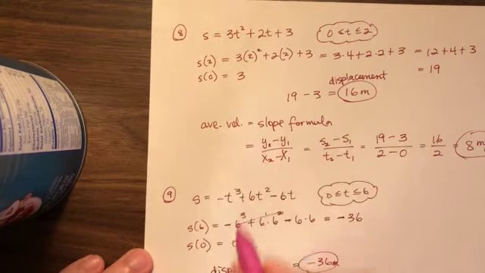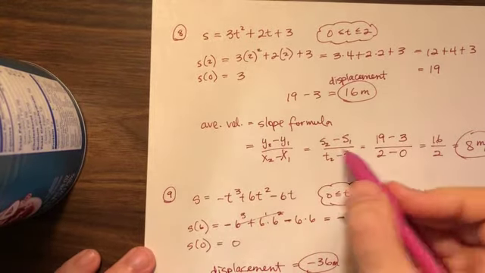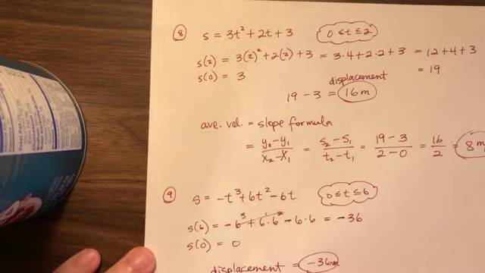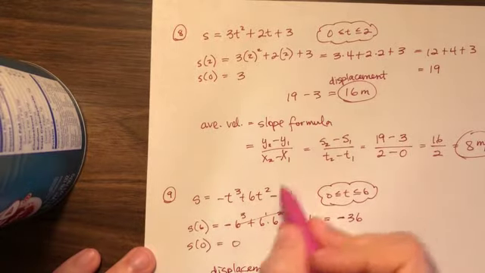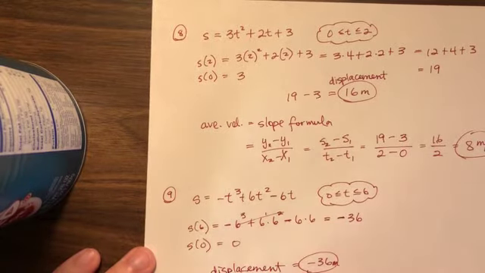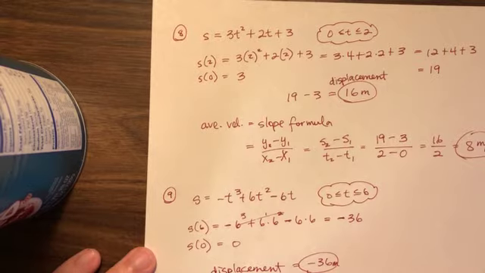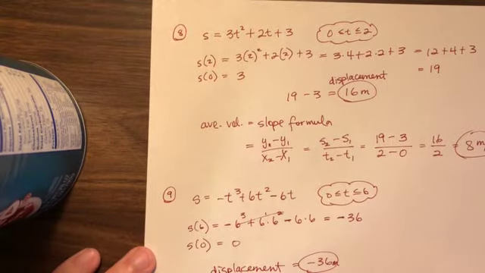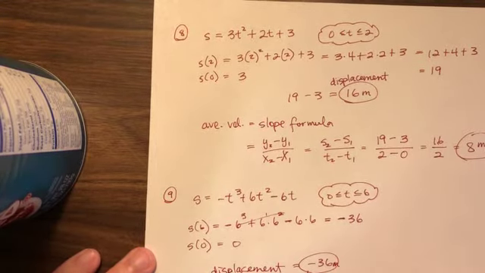Average velocity, same as before. Average velocity is equal to S of 2, which is negative 36, minus 0, S of 1, right? S of 2, S of 1. And then T2, which is 6, minus T1, which is 0. So it's negative 36 over 6, which is negative 6 meters per second.